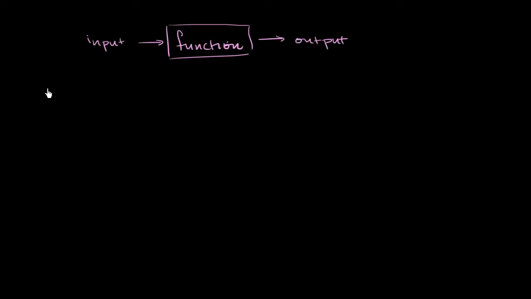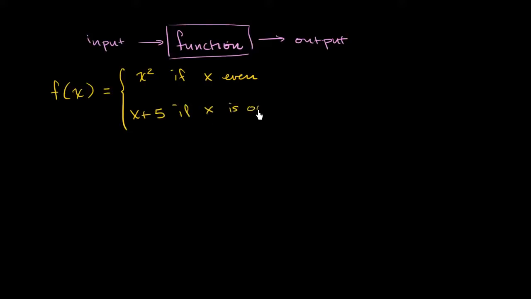So what is an example of a function? I could have something like f of x, and x tends to be the variable most used for an input into the function, and f tends to be the most used name of a function, but we'll see that you can use others. But we could have f of x is equal to, let's say, x squared if x is even, and let's say it is equal to x plus 5 if x is odd.